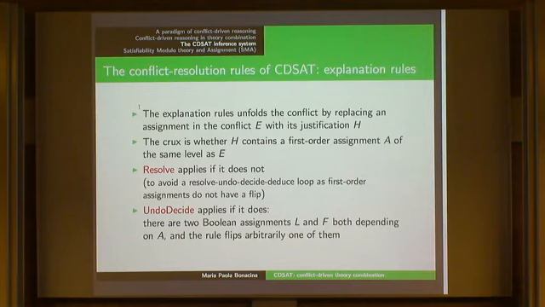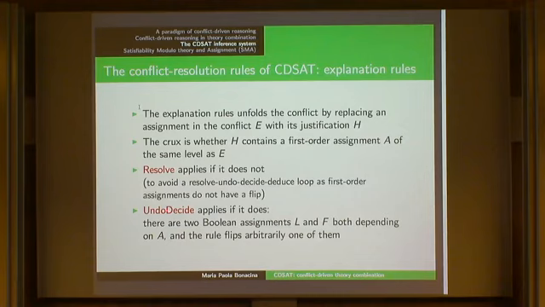Of the same level of the, D is the whole conflict. So we replace some A in E with H. The point is whether the justification we bring in contains a first-order assignment of the same level as E or not. If it does not, we apply resolve. If it does, we apply undo decide.